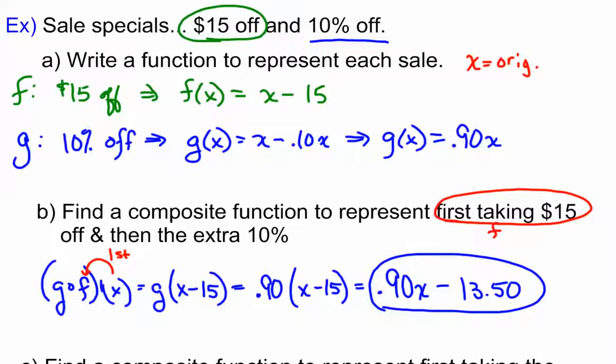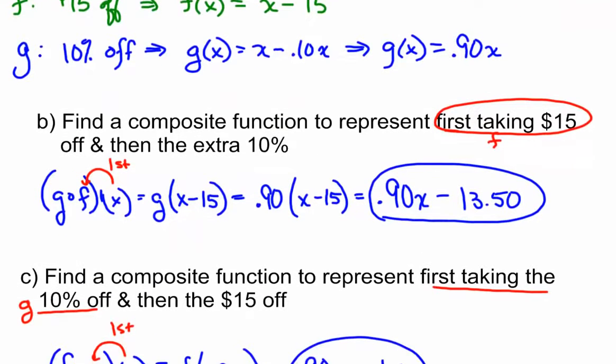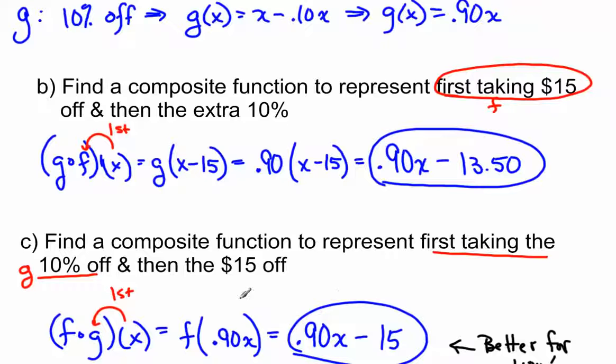What if they say, no, we'll have you first take the 10% off and then the 15 off? Okay, well, this time the first thing I'm going to do is the g. So I would do f of the g of x, because the first thing you do is the one that's closer to the x. So f of g of x would be f of the 0.90x function, and f means you're going to take this guy here, whatever's inside, and subtract 15.